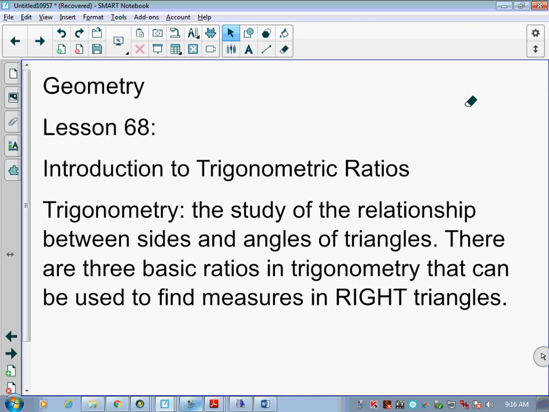But trigonometry is the study of the relationship between sides and angles of triangles, and there are three basic ratios in trigonometry that can be used to find measures in right triangles. Now you'll notice that in your book, it's written all exactly the same way, except I capitalize the word right, so you understand that we're working with right triangles when we work with these. Okay? And trigonometry is a huge section within mathematics.